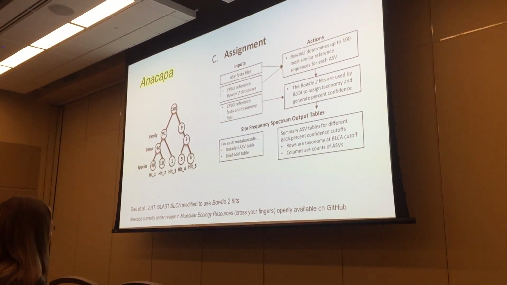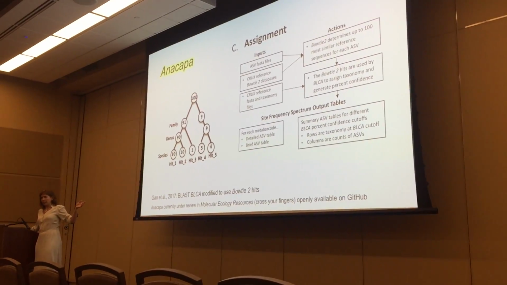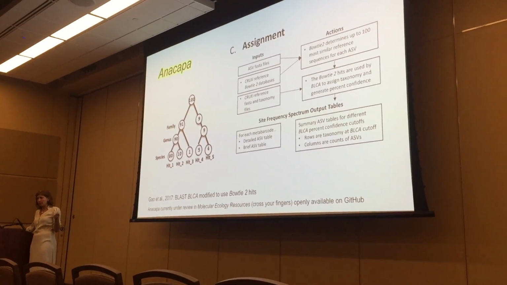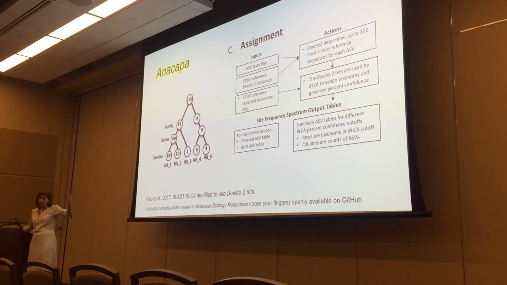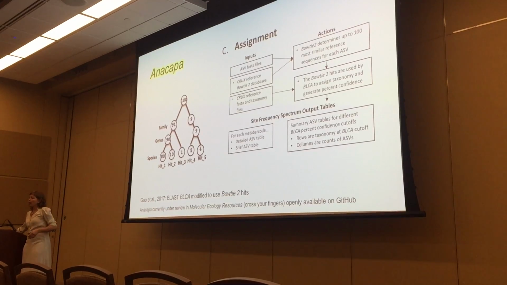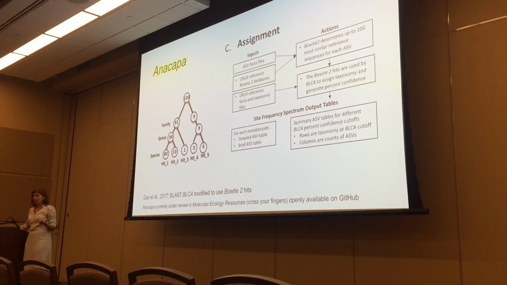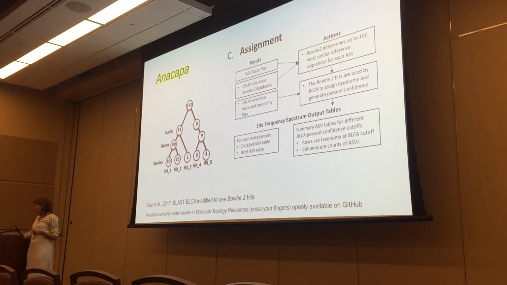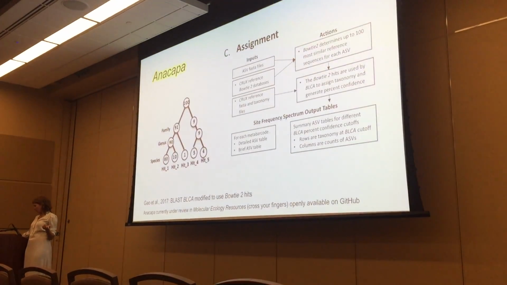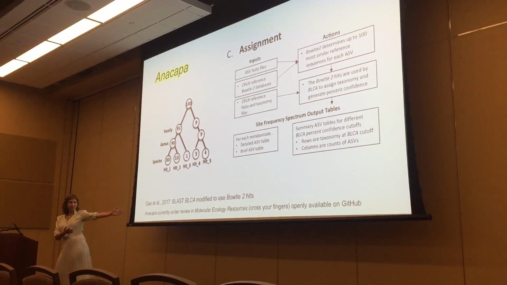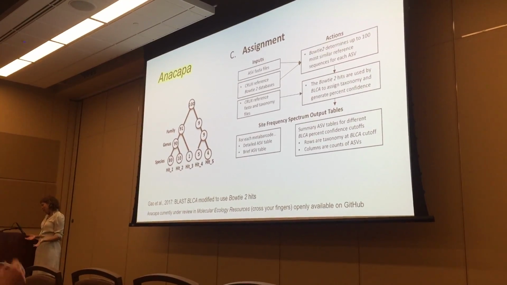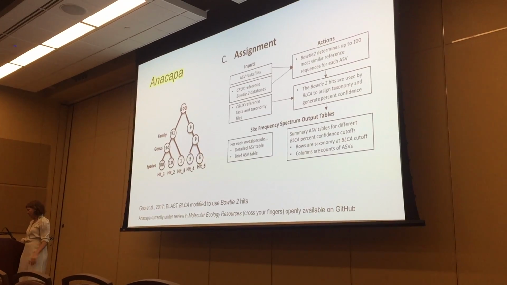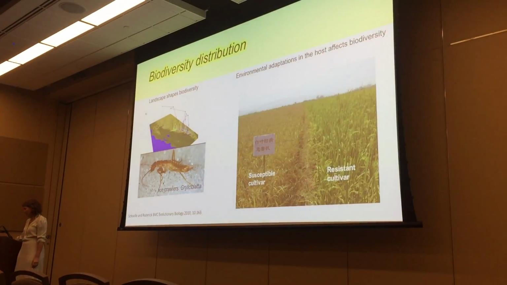And then we're using BLCA, Bayesian least common ancestor, as a way of assigning taxonomy, where you actually have a confidence value for every level of the taxonomic hierarchy. And so BLCA works pretty well, and so we just modified it to take in Bowtie2 results instead of BLAST results only. But yeah, all of this is currently under review in Molecular Ecology Resources. Hopefully it'll be published soon. And it's already available on GitHub. So if you want to use this, just talk to me. It's pretty awesome stuff.